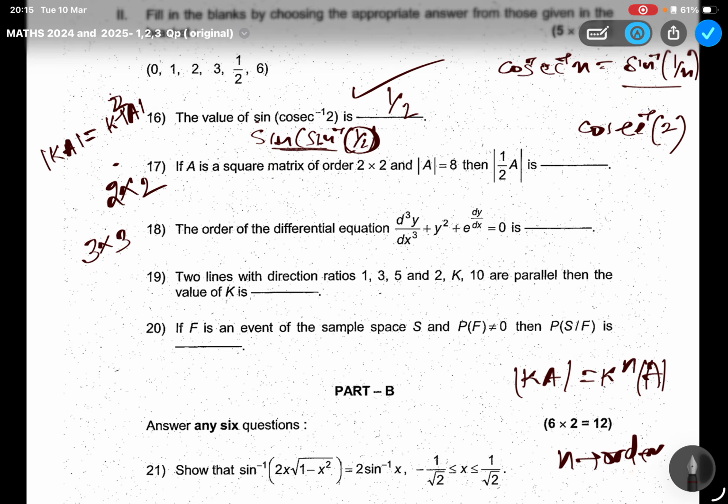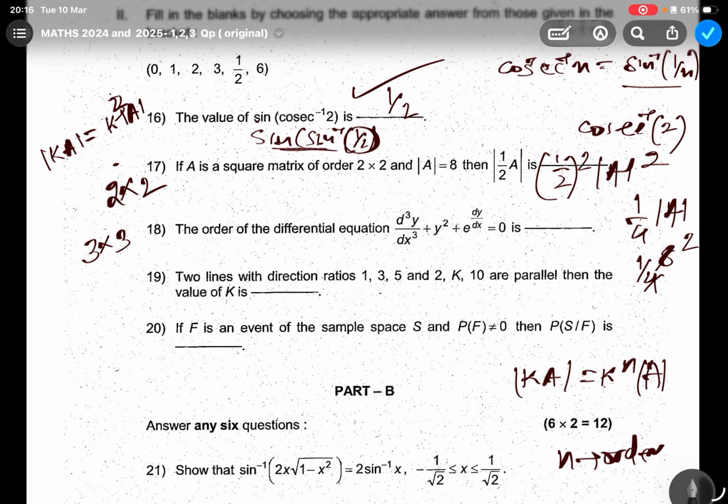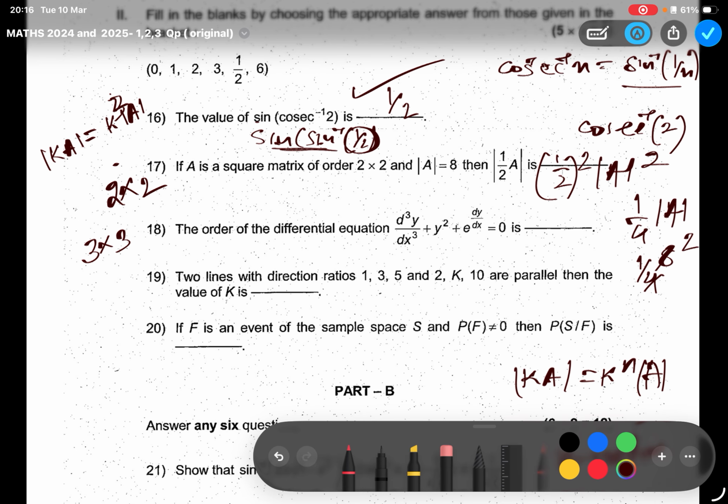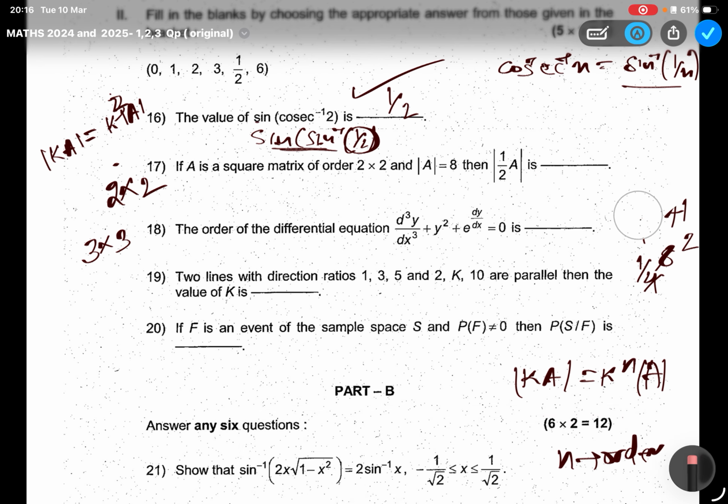Here it is 2 cross 2, so 1 by 2 will come outside as 1 by 2 square times determinant of A, which is 1 by 4 determinant of A. I hope you understood something. And here determinant is 8, so 1 by 4 into 8, the answer will be 2 for this option. Is it clear? So the answer is this one, 2 itself.